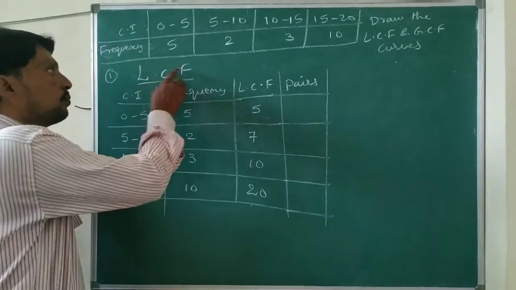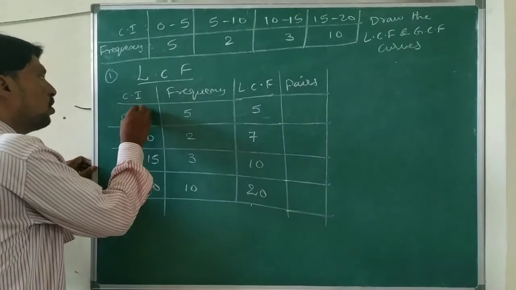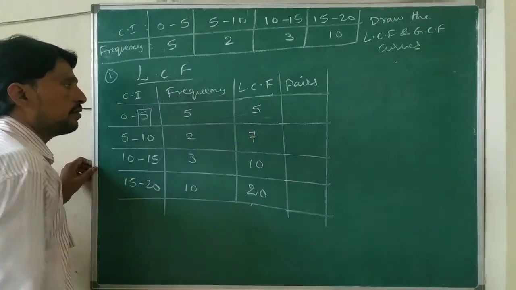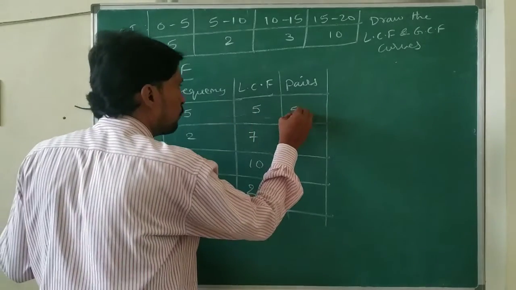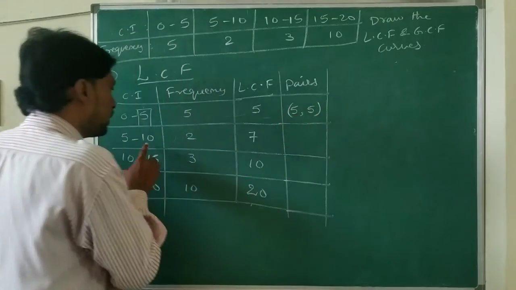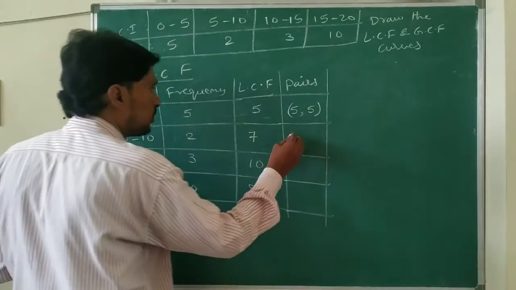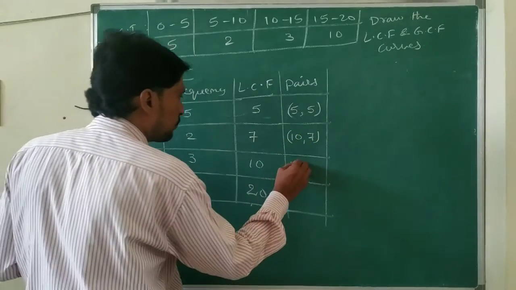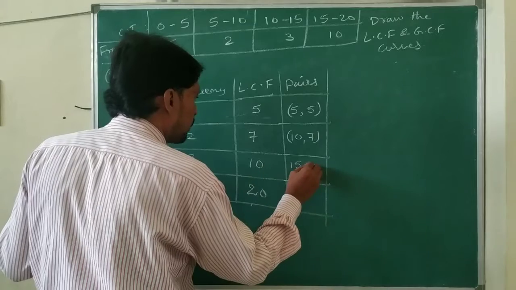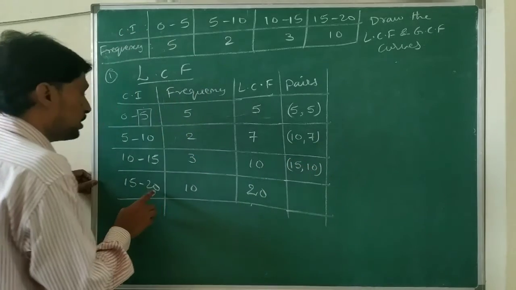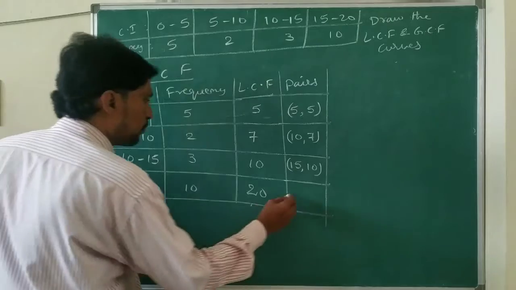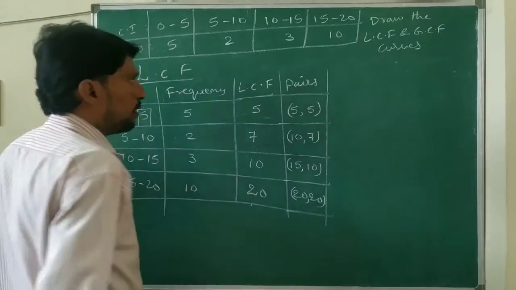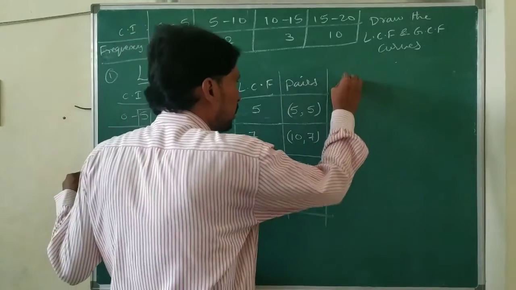We are constructing the less than cumulative frequency curve, so that's why we need to take the upper limits as the x coordinate and the LCF as the y coordinate. So we get (5, 5). Here the upper limit is 10 and the LCF is 7, so (10, 7). Next, the upper limit is 15 and the LCF is 10. Last, the upper limit is 20 and the LCF is also 20. With these pairs we need to construct the LCF graph.